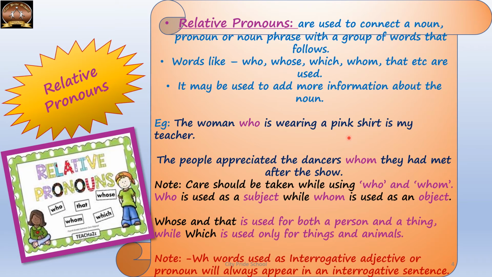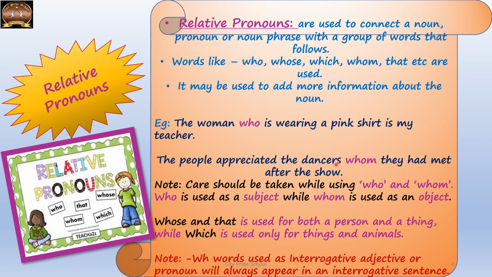You will understand it better with the help of this example. The woman who is wearing a pink shirt is my teacher. Now what is who doing? Who is joining this piece of information, which is about the woman, adding some more information about the woman, right? So, who is a relative pronoun. The people appreciated the dancers whom they had met after the show. Now here, whom is providing additional information about the dancers, which is an object.